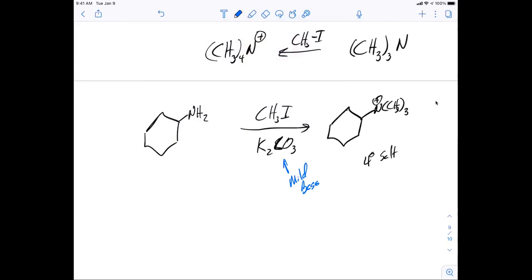So since alkylation of amines is difficult to stop at a primary, then we need some ways to make primary amines. Primary amines are very common, right? We don't always want to go to the quaternary amine, but there are times where the quaternary amine is going to be important. We'll see that when we come back on Thursday.